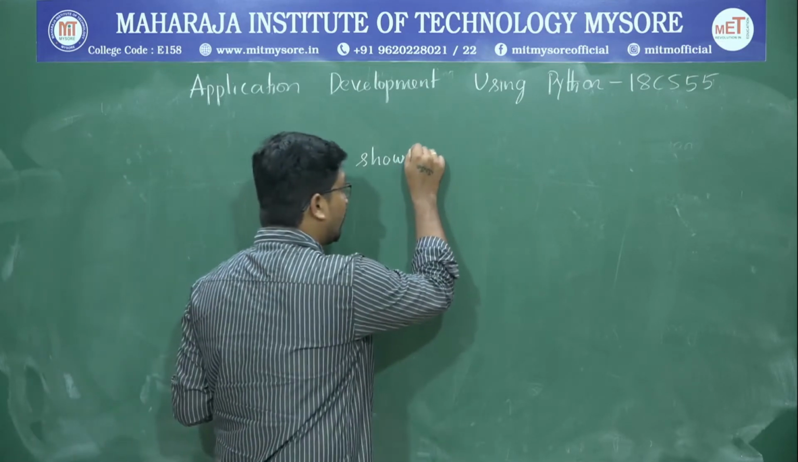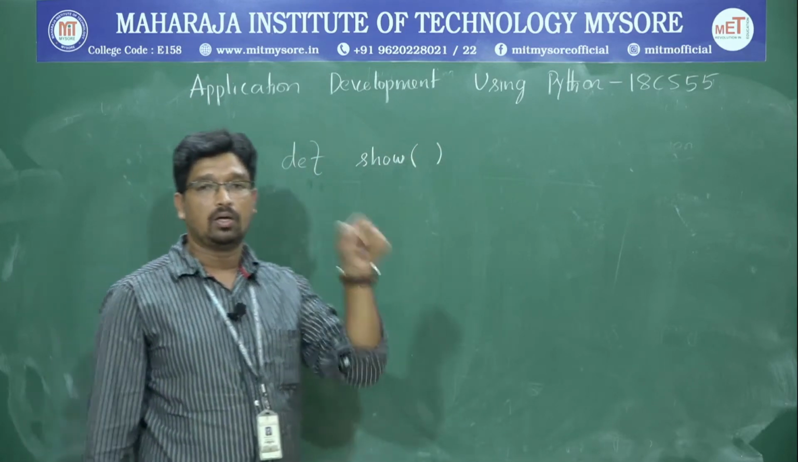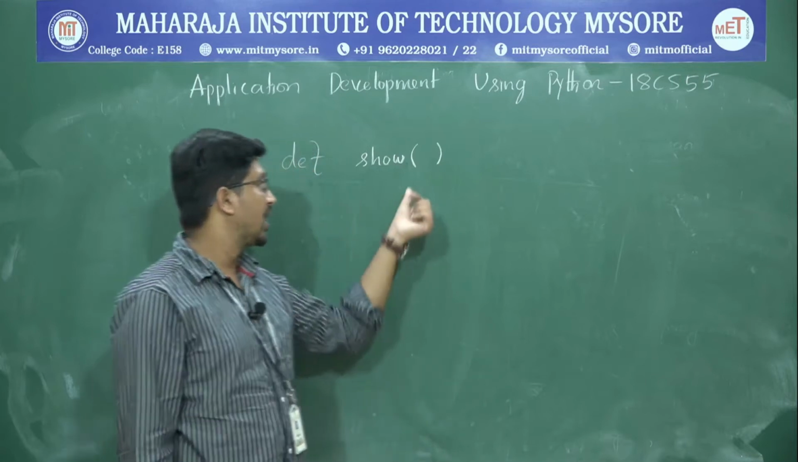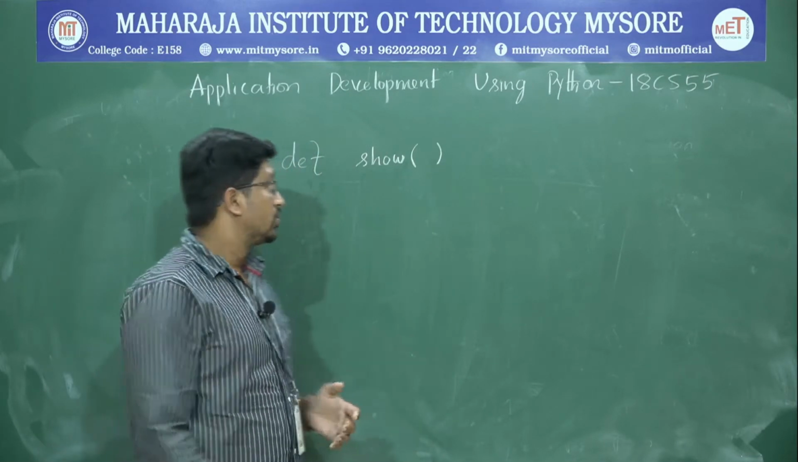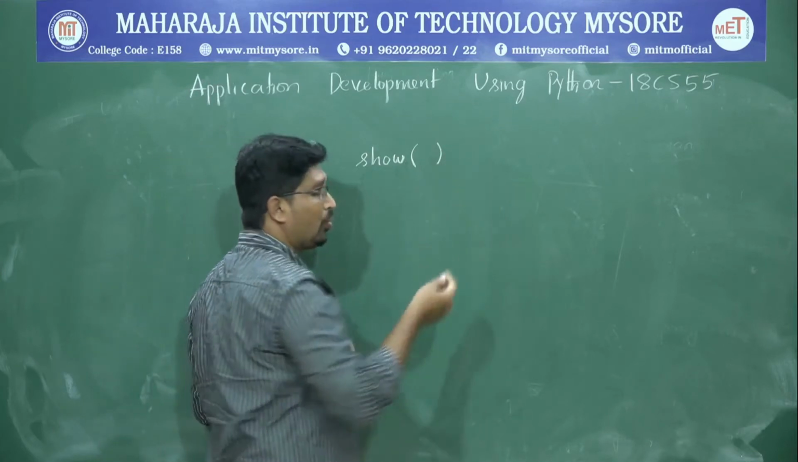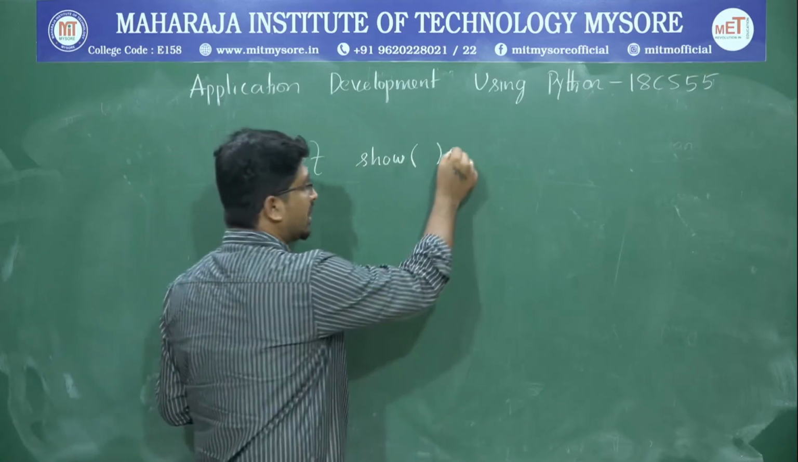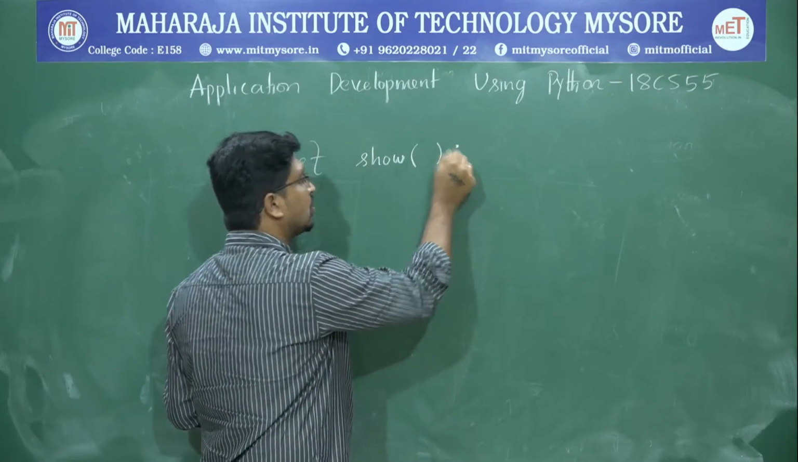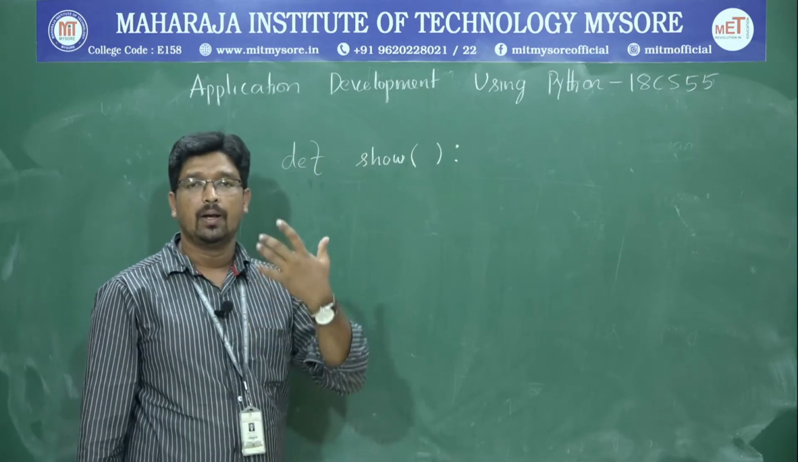And as you know, a function name should be followed by parentheses, open and close. And as we know, every for loop and while loop ends with what? Colon. In the same way, functions also end with a colon. This is the syntax for writing functions in Python.